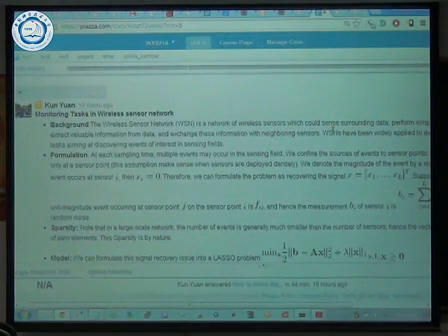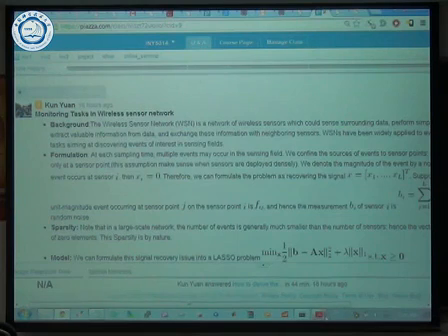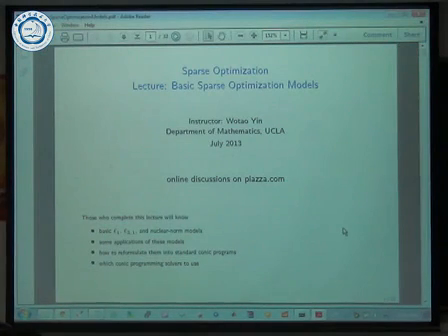So this is probably the only time I'm going to mention these. For the rest of this lecture, I'll probably only touch on some of these, but I'm not going to mention these applications. So I'm going to switch to the main lecture. All right. The basic sparse optimization models.